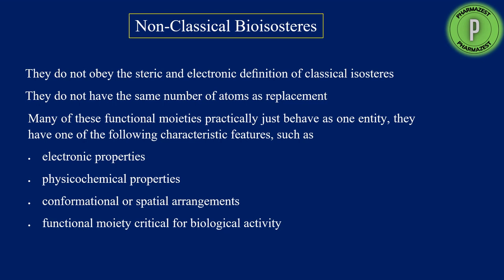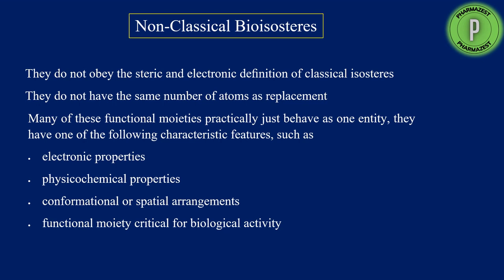Next, coming to non-classical bioisosteres. Here these non-classical bioisosteres do not obey the steric and electronic definition which is seen in classical isosteres. In classical isosteres we have seen that there is similar spatial arrangement and the same number of valence electrons present. But non-classical bioisosteres do not obey this steric and electronic definition, and they also do not have the same number of atoms as replacement.